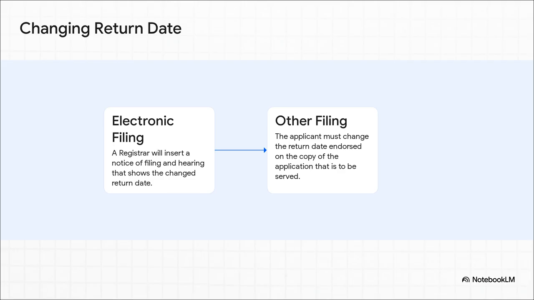Okay, so Rule 8.07 gives you two very different paths, and you have to know which one you're on. If you filed electronically, it's easy. The registrar sorts it out for you. But, and this is the important part, if you filed any other way, the job falls right on your shoulders. You need to pay super close attention to Rule 8.07 Subrule 2. That's 8.07(2). It says that you, the applicant, must change the return date on the copy that you're going to serve. So the key takeaway here is simple. How you file dictates what you do next.